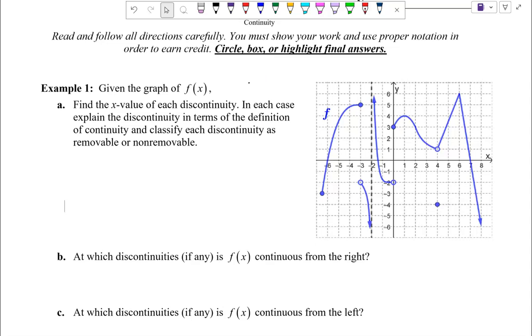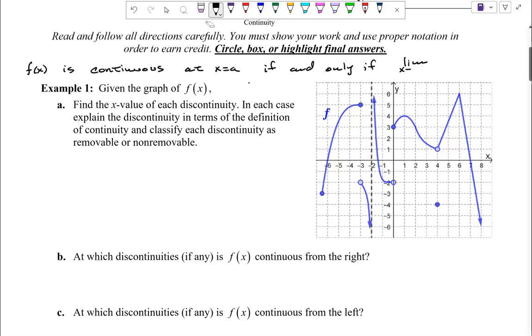In this video, we're going to go through several problems involving continuity. First off, let's remember the definition of continuity. A function f of x is continuous at x equals a if and only if the limit as x approaches a of f of x is equal to f of a. Meaning, as we approach a from either side, the y values of f of x are approaching the point at x equals a and y equals f of a.